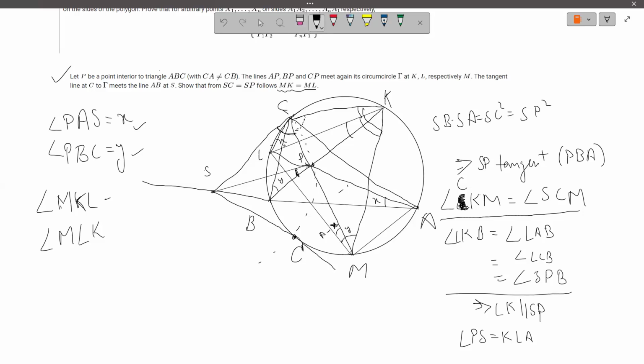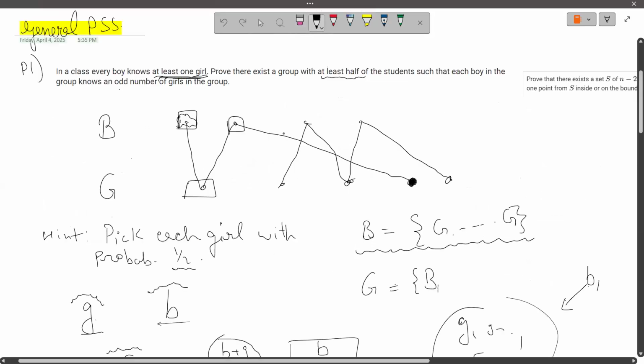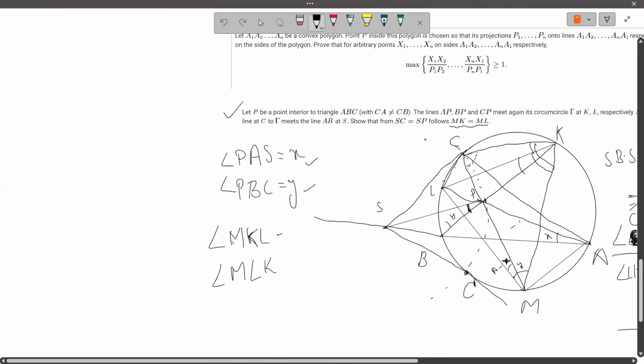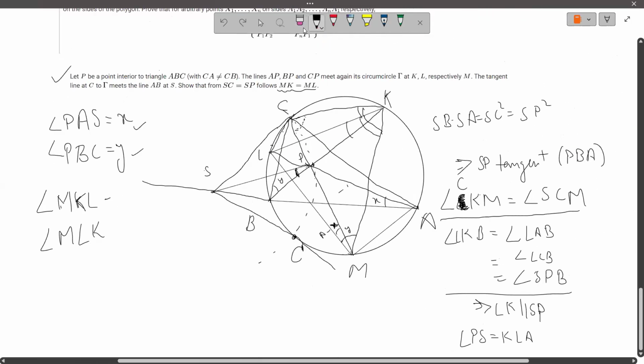Damn, this is confusing. We know that angle AKL is equal to angle AL. Just angle chase and find me a solution. Don't use my angle, just angle chase.